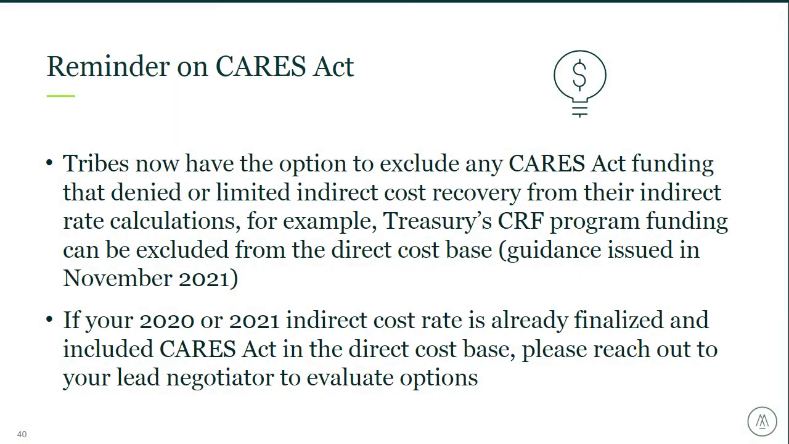So a reminder on CARES Act. Guidance came out from Treasury and from the Interior Business Center in November of 2021 that you can exclude any CARES Act funding that did not allow you to charge indirect cost or limited indirect costs from your indirect cost calculation, from your indirect cost proposal. This was a question that we received a lot in 2020, and we didn't have an answer. We didn't know that this is something the Interior Business Center or Treasury would allow, but they are allowing this.